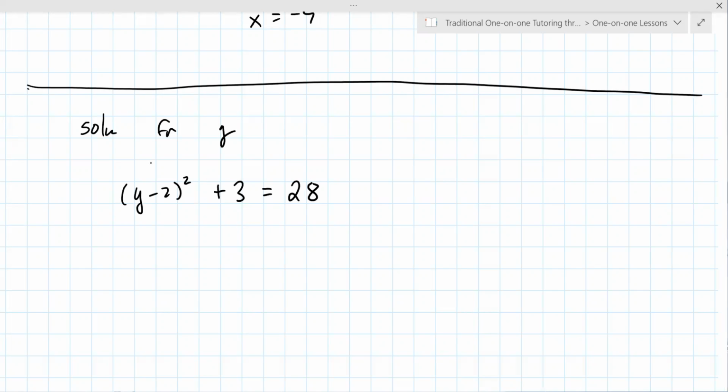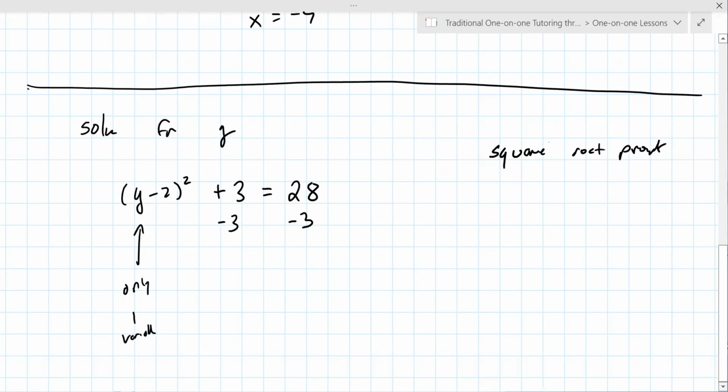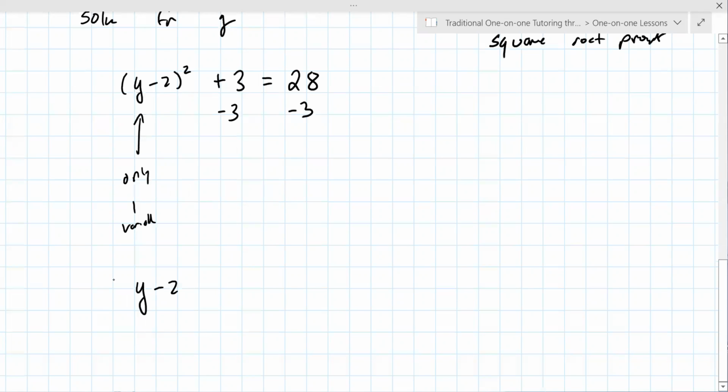The fact that you're solving for y really isn't important. It should just say for the variable. Notice there's only one variable. In this case, you almost always use the square root property. So you're going to subtract that 3 from the other side of the equation, and you get y minus 2 squared equals 25.